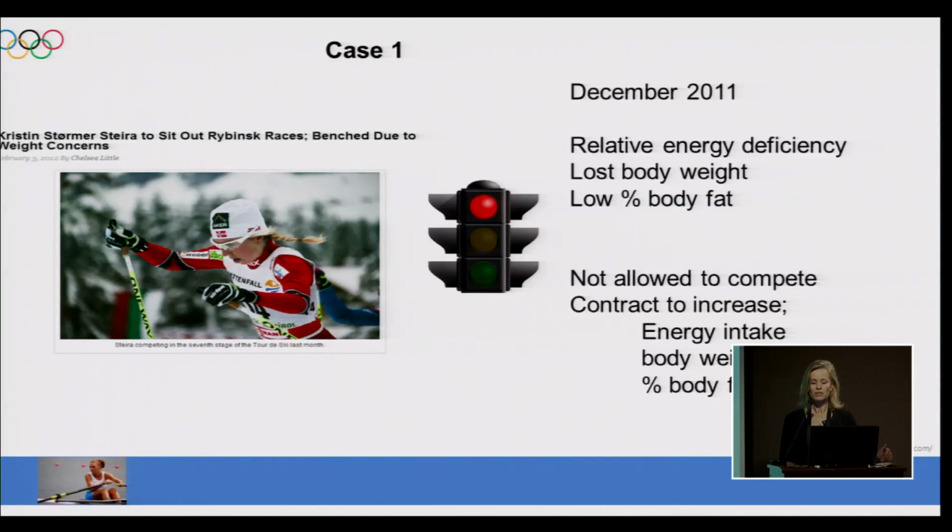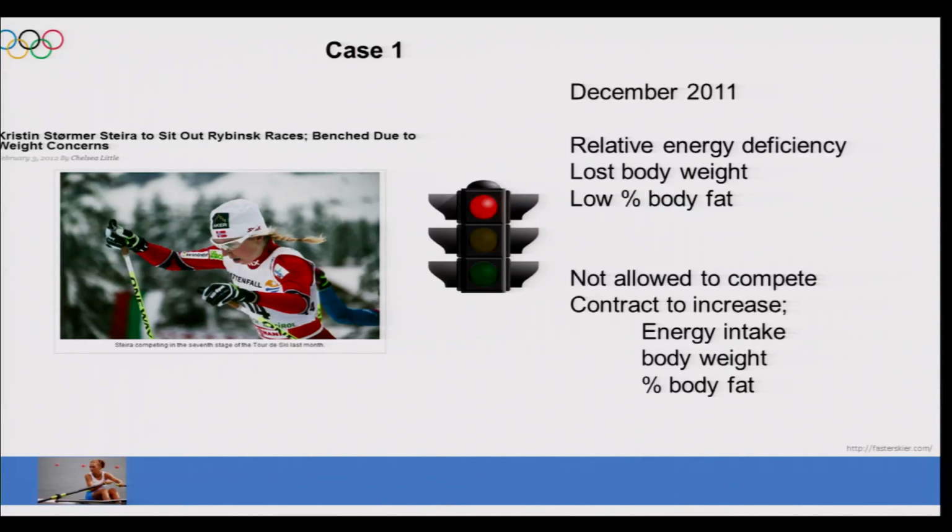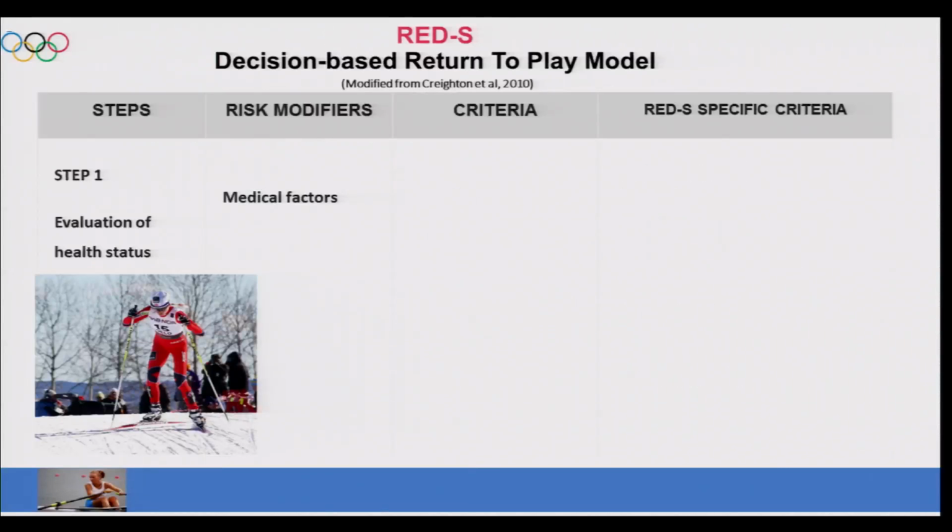So she was found to have relative energy deficiency. She had lost a significant amount of body weight, had low body percent fat in her composition, and she was not allowed to compete. An athlete contract was developed where she had to increase her energy intake, body weight, and percent body fat. And again, it was in the media. This is big news when one of the Olympic stars is benched. "Benched due to weight concerns" was the headline in the newspaper in Norway.